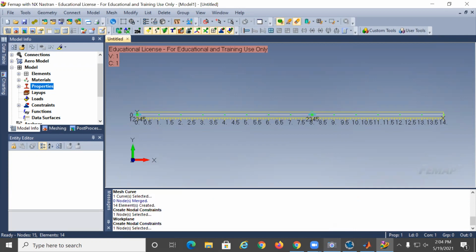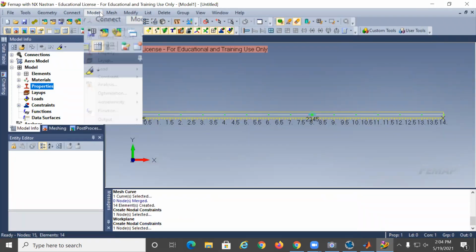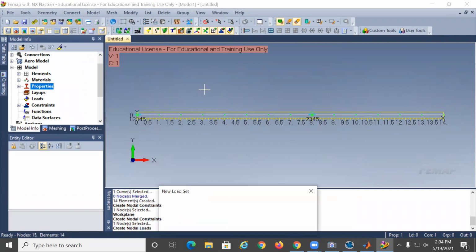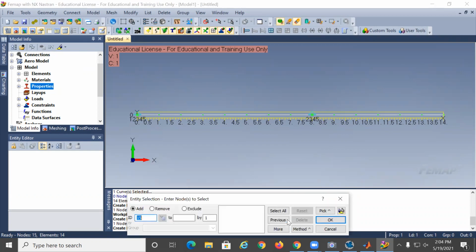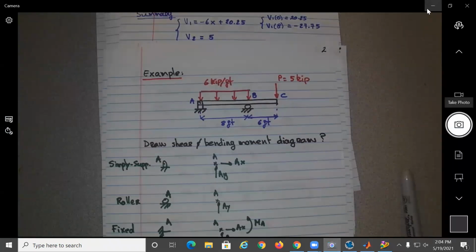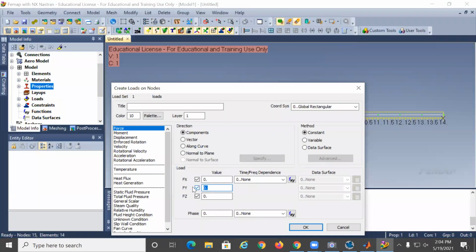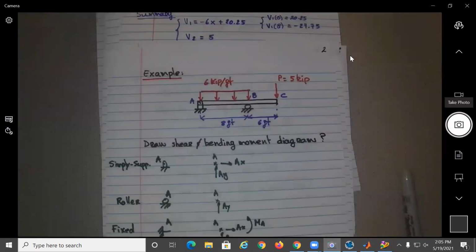All right, now next we need to apply the loading. So let's do here model load. Let's start with the one at the end. This is loads. The one at the end over here was equal to what? -5. So we put here force in the y direction, -5. Okay, it should show up over here. And now we have a distributed load between point A and point B.